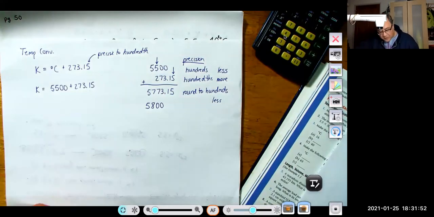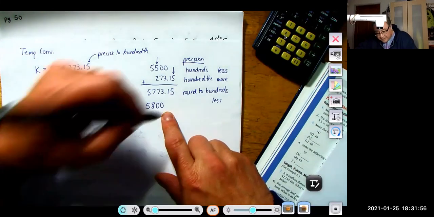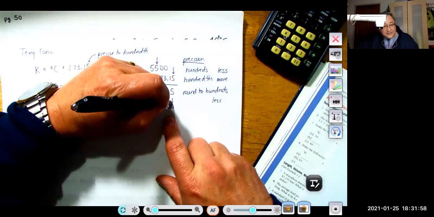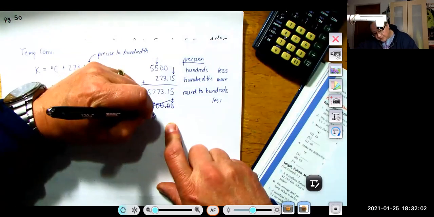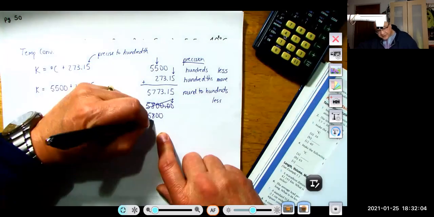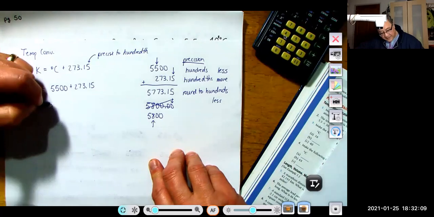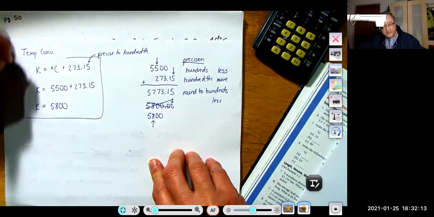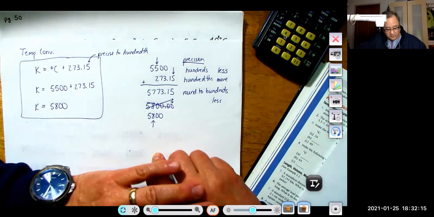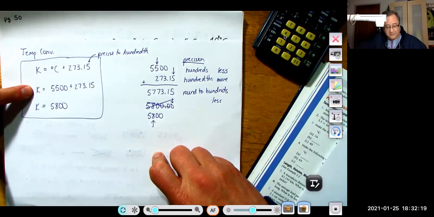Now what happens if I put a dot 0, 0? If I put a dot 0, 0, that means we're being precise to there, and that's not what we want. So we write 5800, and that's precise to the hundreds. So this answer would be K is 5800. And this is the kind of work I would expect to see for a problem like this. The formula you're using, plugging the value in, and the final answer.